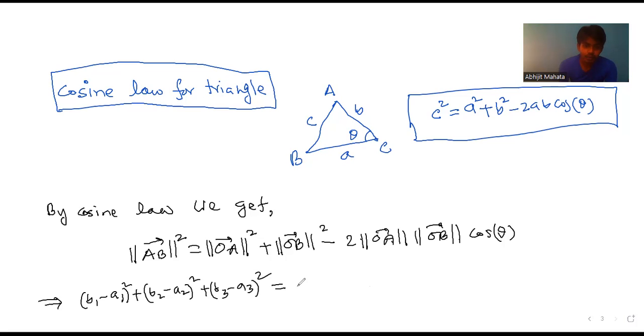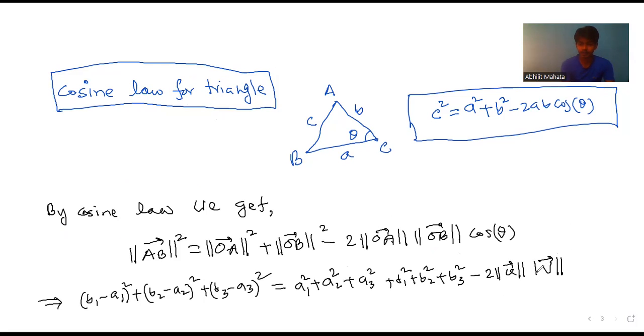So now OA square will be what? This is nothing but A1 square plus A2 square plus A3 square. Now OB square will be B1 square plus B2 square plus B3 square, minus the norm of the OA vector, which is nothing but the norm of the u vector, right? And the norm of the OB vector is nothing but the norm of the v vector, okay? And cos of the middle angle. So I'm not writing the formula for the norm of u and the norm of v. Later you can see why I am doing this.